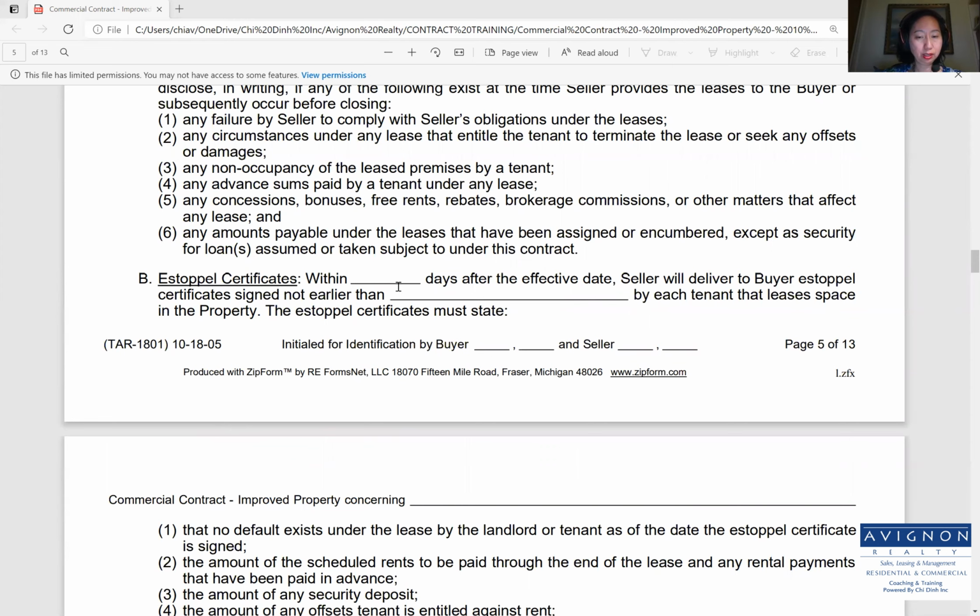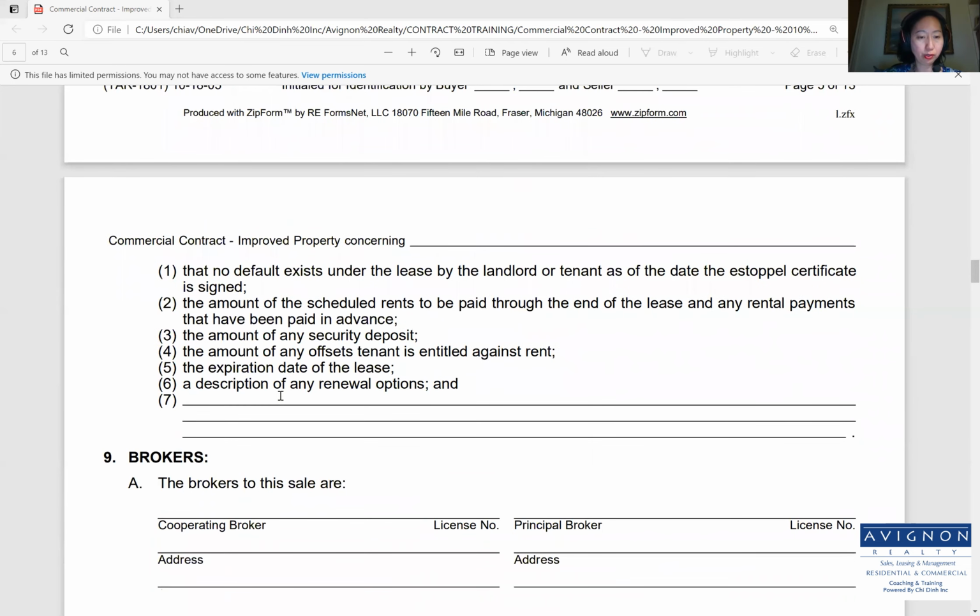Within this amount of days after the effective date, seller will deliver to buyer an estoppel certificate signed not earlier than this date by each tenant that leases space in the property. And the estoppel certificates must state the following, 1 to 7.